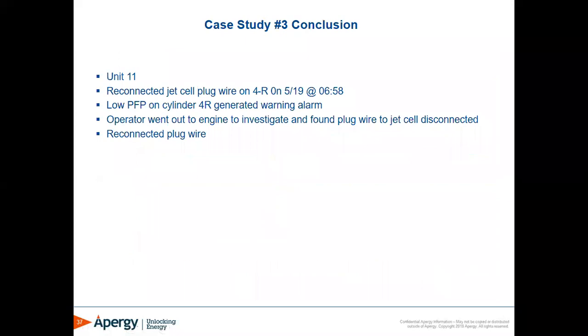Just conclusion: reconnected jet cell plug wire on 4R. Low peak firing pressure on cylinder 4R generated warning alarms. The operator went out to the engine to investigate, found the plug wire was disconnected, and quickly reconnected that wire.